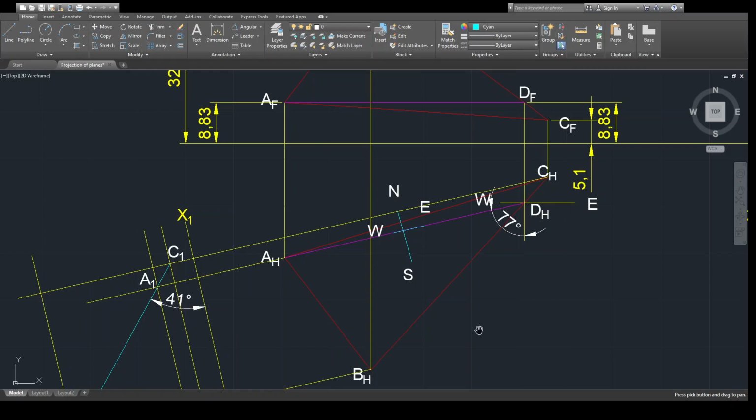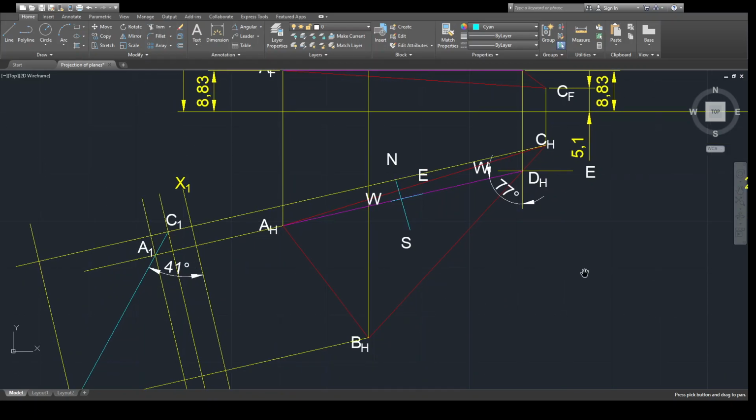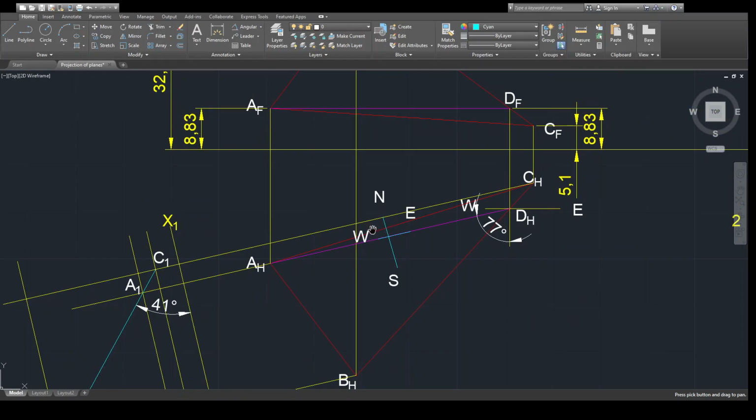So the dip angle is 41 degrees, whereas the dip direction is north to west. It's a very simple problem, and by doing it you can find the strike line, strike angle, dip line, and dip direction. These are the concepts which are used in projection of plane problems. You can solve many problems by doing it.